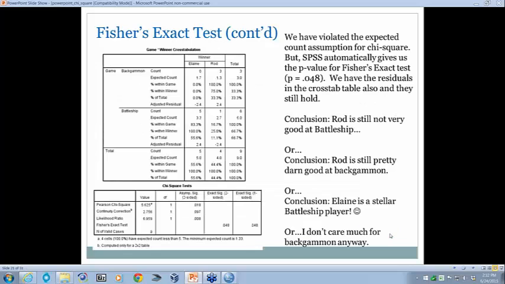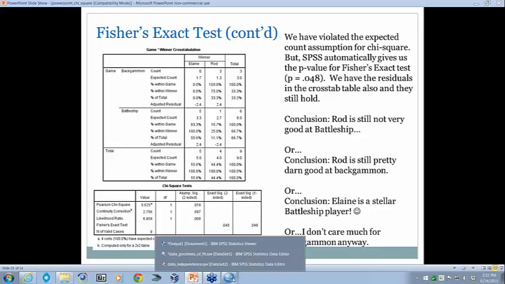All right, so we violated the count assumption for the chi-square. You can see right here, there's a 0, right? Here are our expected counts. Look at them. They're all under 5, right? Let's go ahead and run it, though. I should do that.